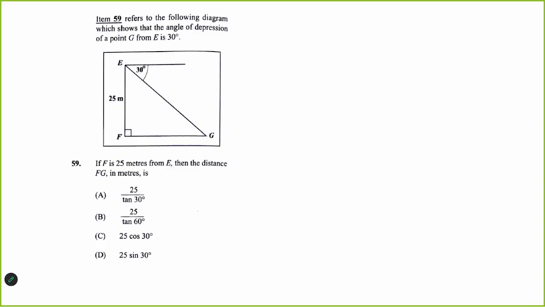This one here, if you understand, this should also be 30 because it is 2 parallel lines. This line here and this line here are parallel.